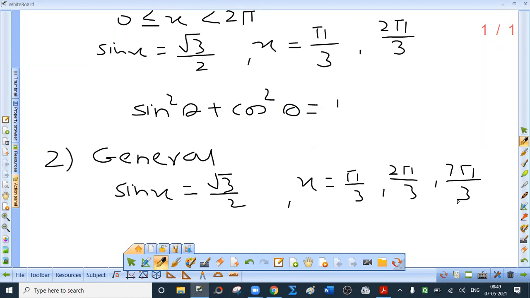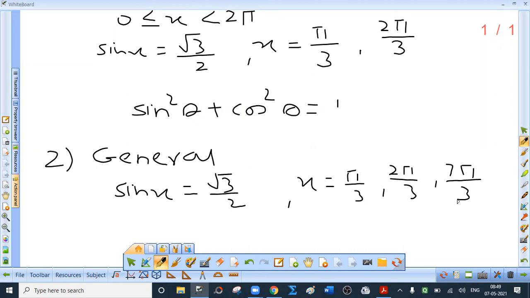See, we know that sine of 180 minus theta is sine theta. Sine of 360 plus theta is also sine theta. Is that clear? So all these are general solutions. So clearly, the number of general solutions is always infinite.